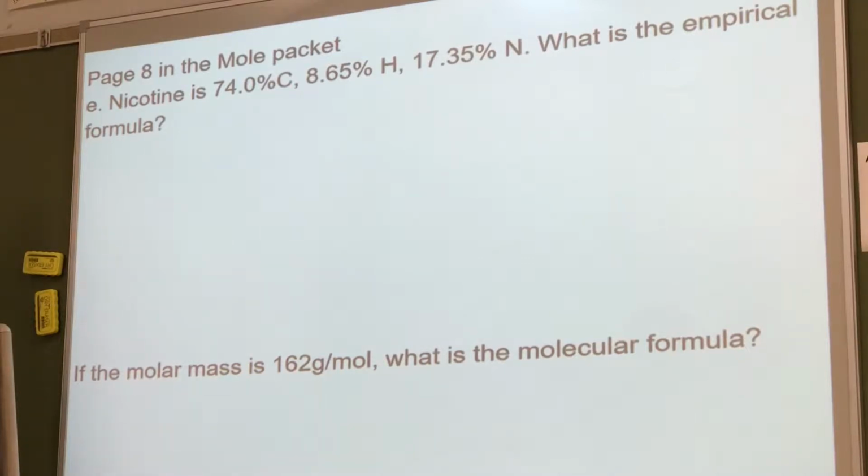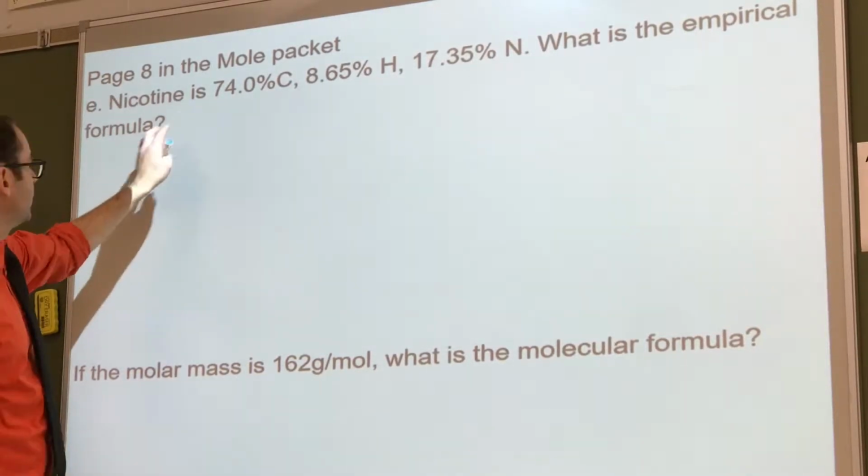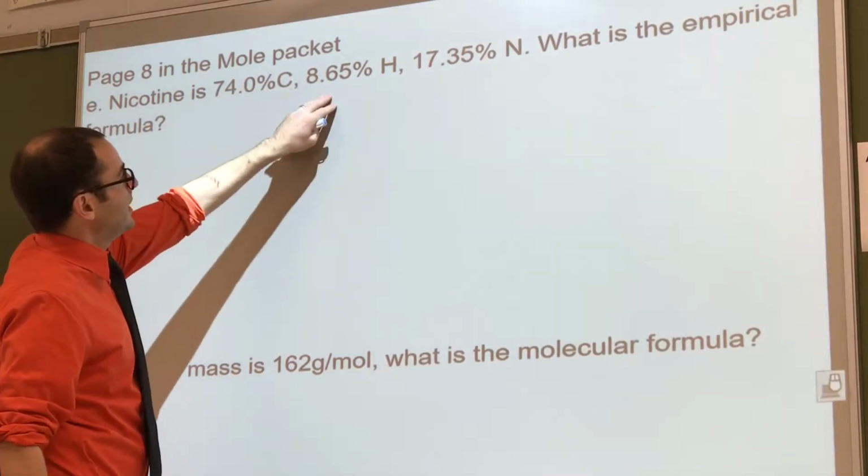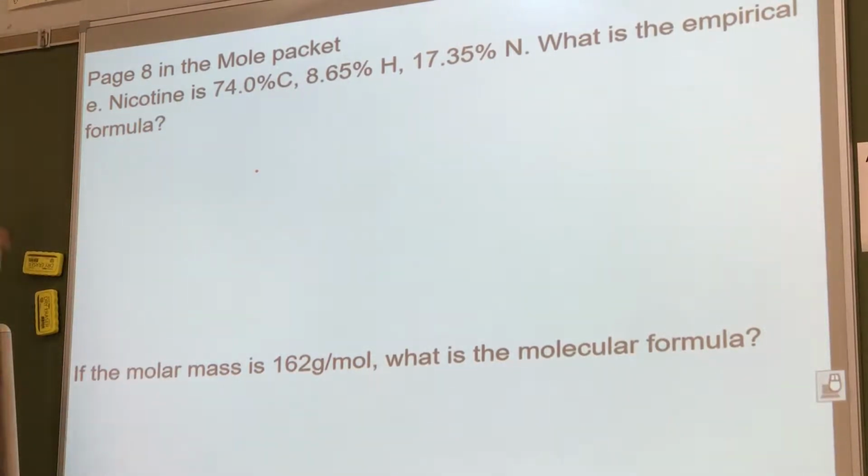In this problem, we're going to have to figure out the empirical formula first, and then figure out what the molecular formula is. All right, so nicotine is 74.0% carbon, 8.65% hydrogen, and 17.35% nitrogen. All right, what's the empirical formula?